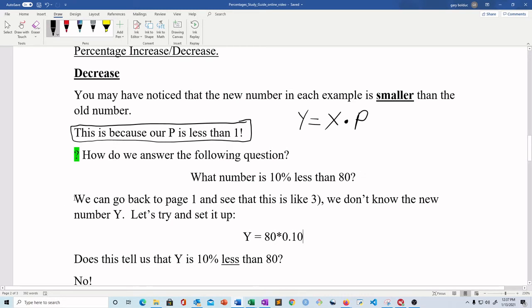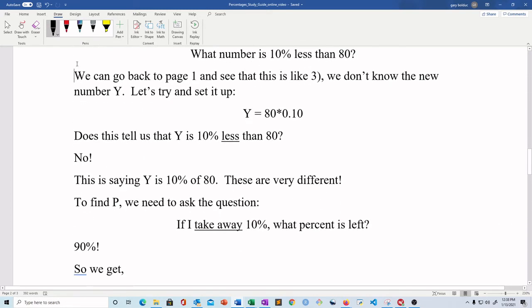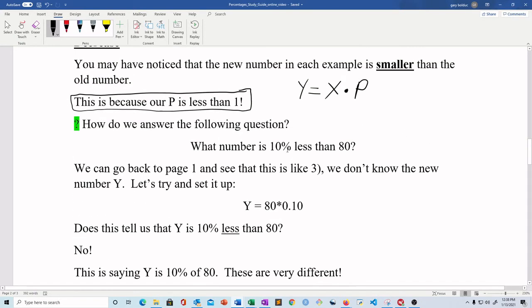So what I've done here, starting right here, is I just tried what I think is, if you're not sure about this at all, the most natural way to do this. Because I gave you a percent, I think it's very natural for you to go, okay, Mr. B gave me a percent, P is percent, let me just plug it in. So let's try it. Y, the new number, is 80 times the 10%, again as a decimal. Does this work? Let's finish this. This equals, if you plug this into the calculator, 8.